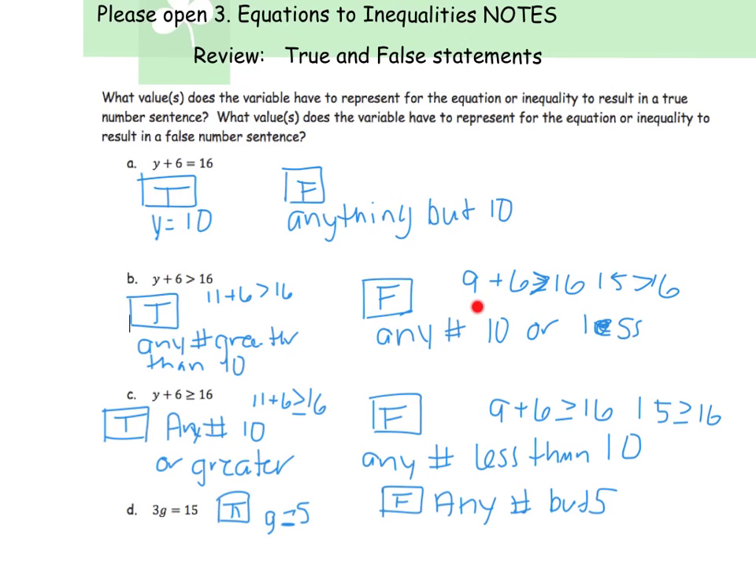And I chose 9, because 9 is less than 10. 9 plus 6 is 15, and 15 is not greater than 16. So it makes a false statement. If we put 10 in there, 10 is not greater than 16 either. And same with this one. So it's identical, except now, because of this "or equal to," it could be 10. So any number 10 or greater.